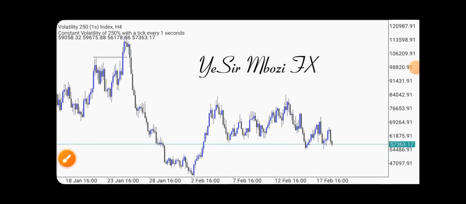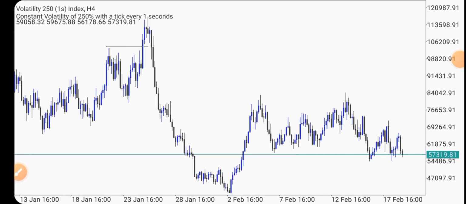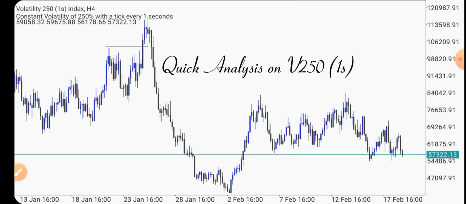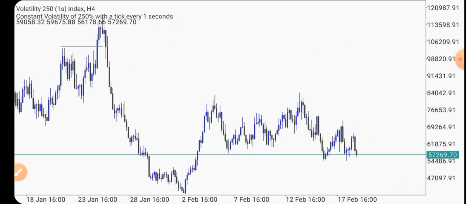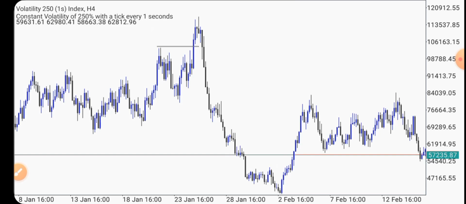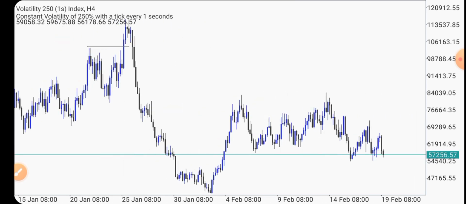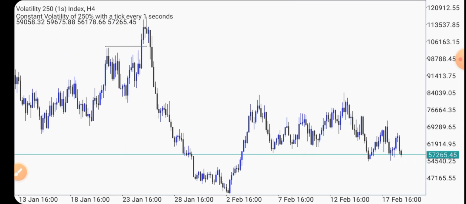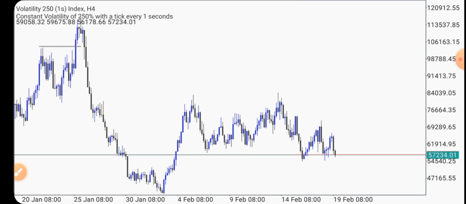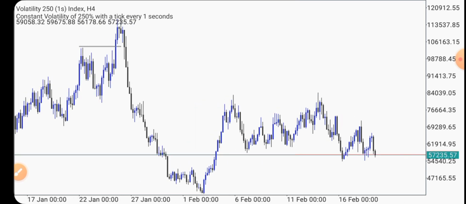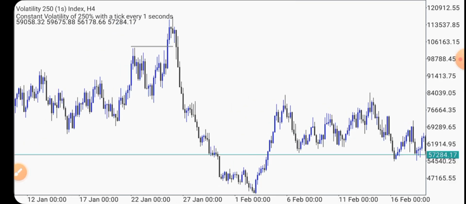Good day, trader. Today I just want to show you a small trade that I took on V250 1S. Looking at V1S, it was actually going down. Before going down, we had a break of structure around there.